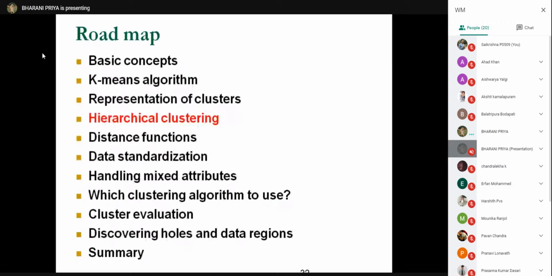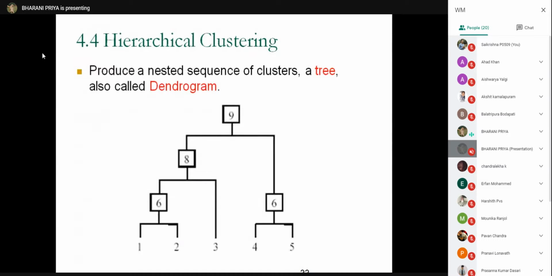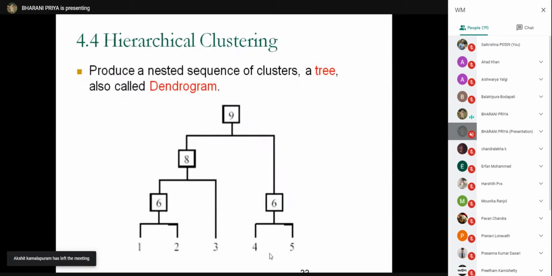Hierarchical clustering. So hierarchical clustering produces a nested sequence of clusters, okay, and the leaf nodes, these are 1, 2, 3, 4, 5 are leaf nodes, are called as singleton nodes, and there are intermediate nodes, and the top node is called as root node. And this tree structure is called as dendrogram.